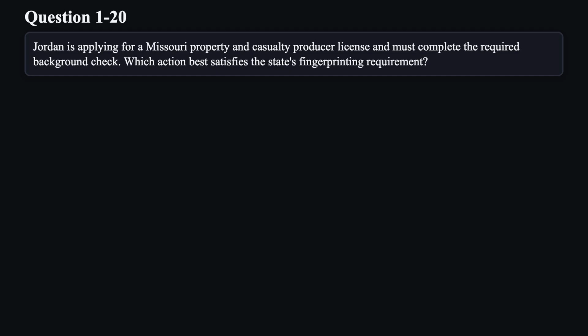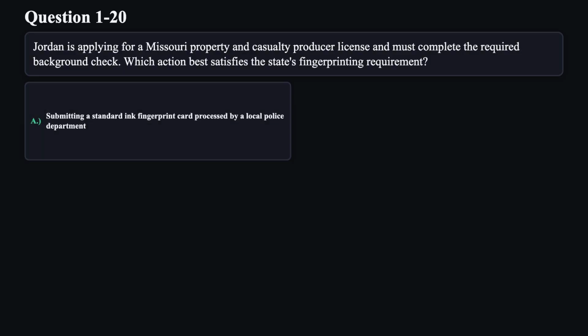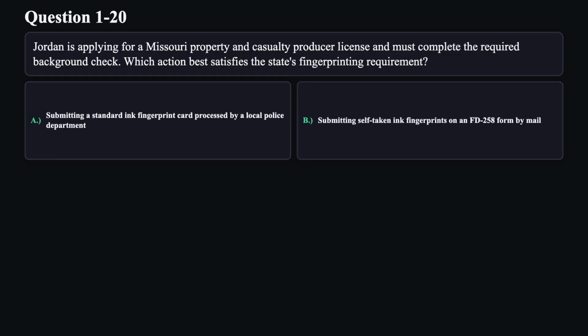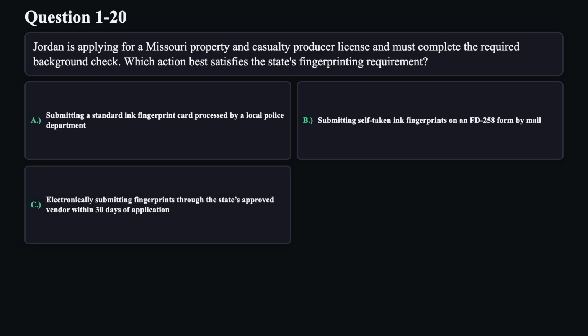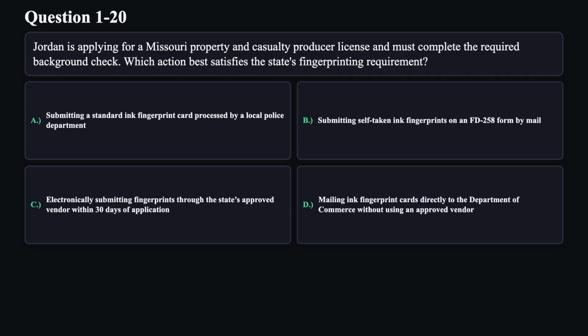Question 20. Jordan is applying for a Missouri property and casualty producer license and must complete the required background check. Which action best satisfies the state's fingerprinting requirement? A. Submitting a standard ink fingerprint card processed by a local police department. B. Submitting self-taken ink fingerprints on an FD 258 form by mail. C. Electronically submitting fingerprints through the state's approved vendor within 30 days of application. D. Mailing ink fingerprint cards directly to the Department of Commerce without using an approved vendor.